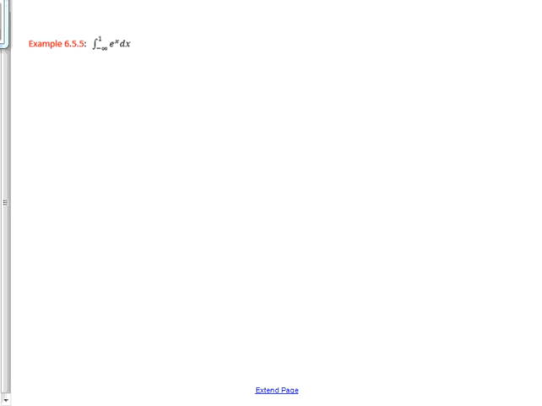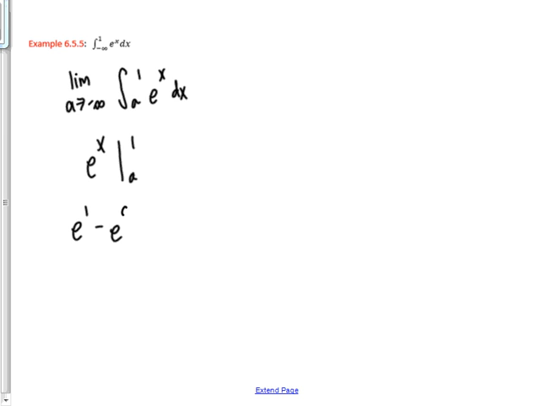All right, two more left. Let's look at this one. This is the limit as a approaches negative infinity of the integral from a to 1 of e to the x dx. If I integrate it, it is just e to the x from a to 1. So it'd be e to the 1 minus e to the a. Now this is the limit as a approaches negative infinity of e to the 1, which is just e, minus e to the a.